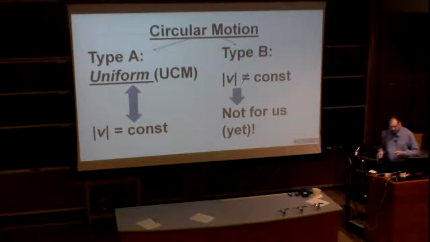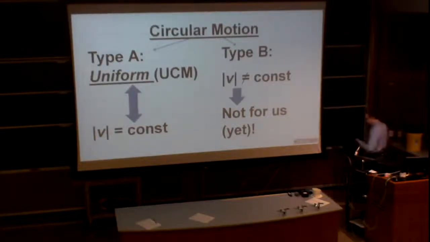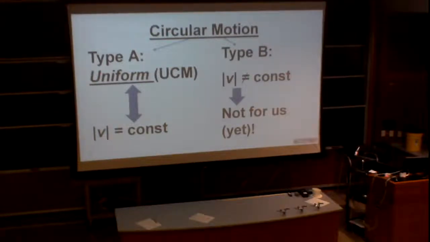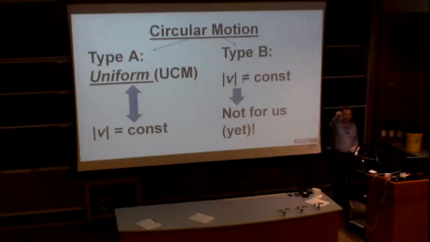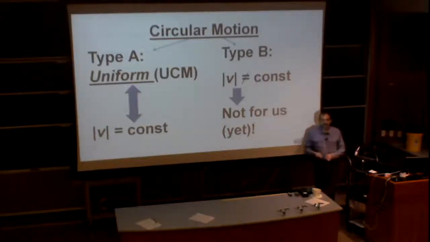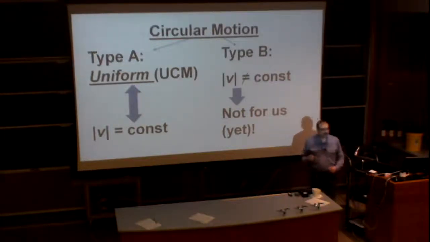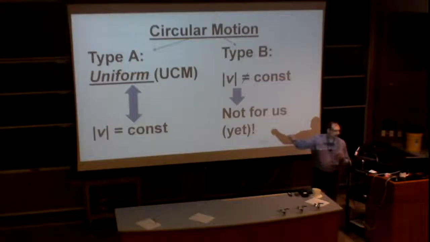Well, what is circular motion? Circular motion is a motion when a trajectory is a circle. Like this. What is a circle? You know it's a circle, but how do you prove it? What is a circle? Yes.